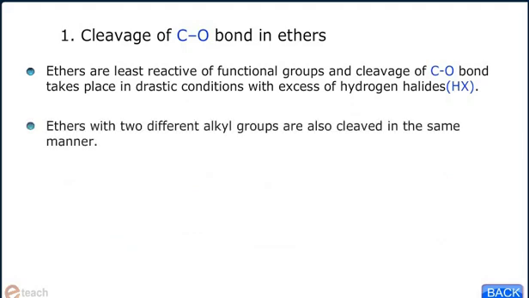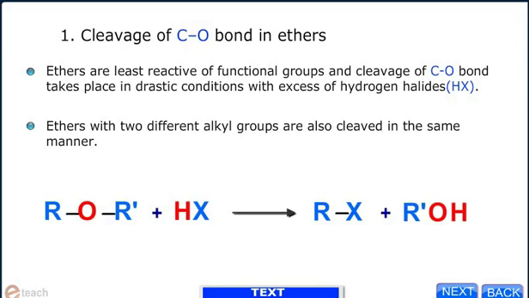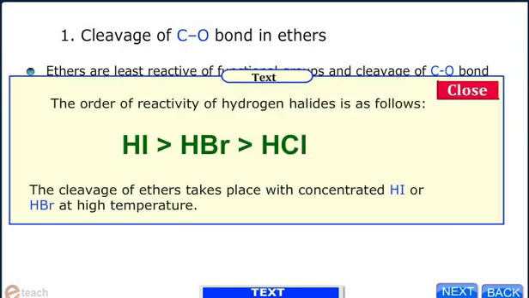Ethers with two different alkyl groups are also cleaved in the same manner. For example, the reaction ROR' plus HX gives RX plus R'OH. The order of reactivity of hydrogen halides is as follows: HI greater than HBr greater than HCl. The cleavage of ethers takes place with concentrated HI or HBr at high temperature.